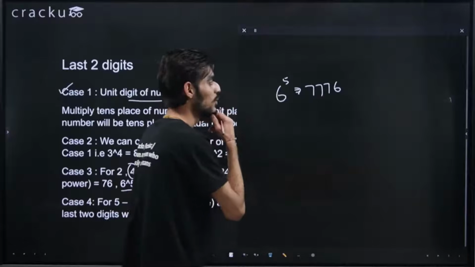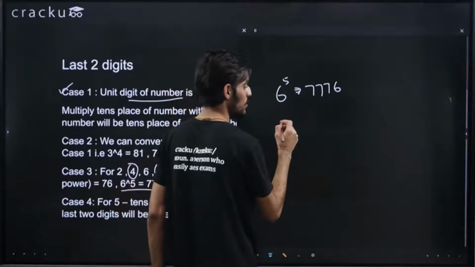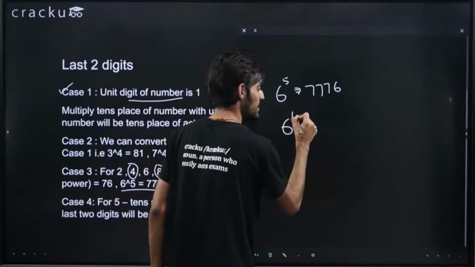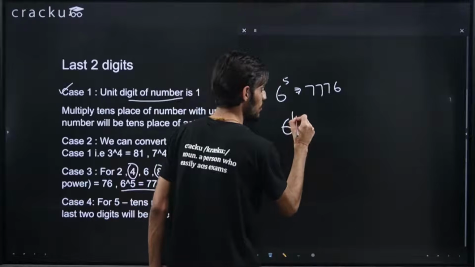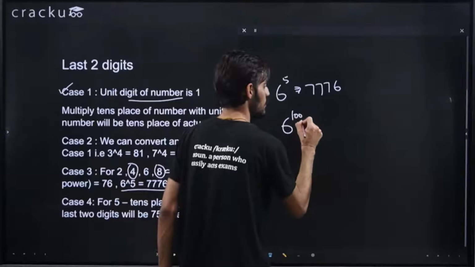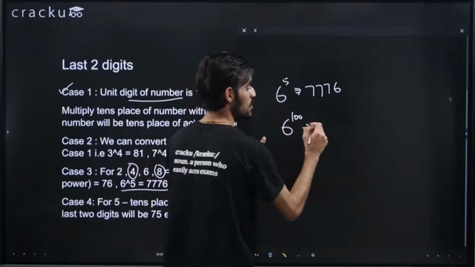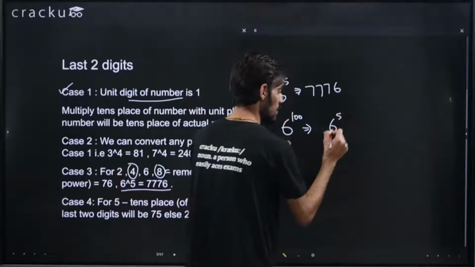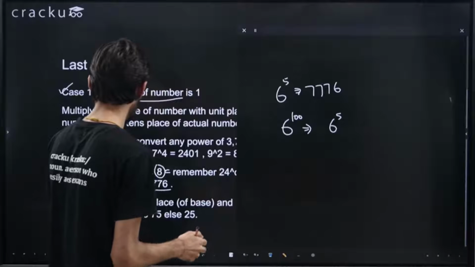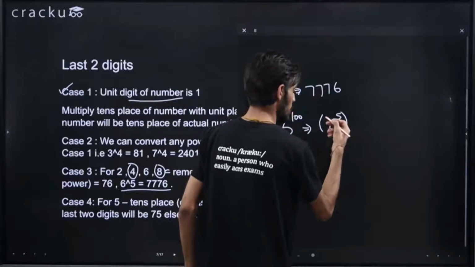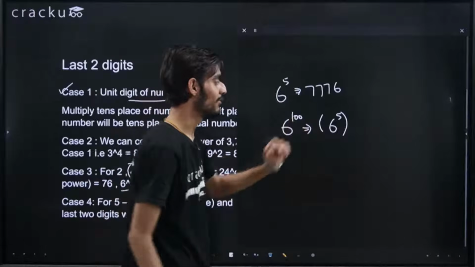So if I am to calculate the last two digits of some number, maybe 6 raised to the power, let's take a small, easy example now. Let's say it is raised to power 100. So I need to just convert it into 6 raised to the power 5, like I am doing for the last slide for 2, 4, 8. I'm doing the same thing. So this will completely divide, right? 100 divided by 5 will be 20.